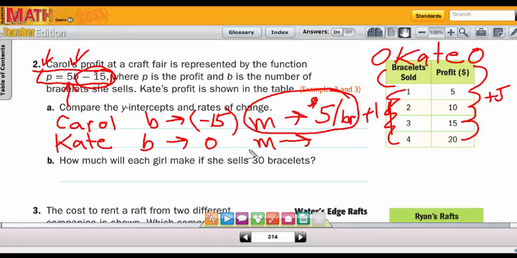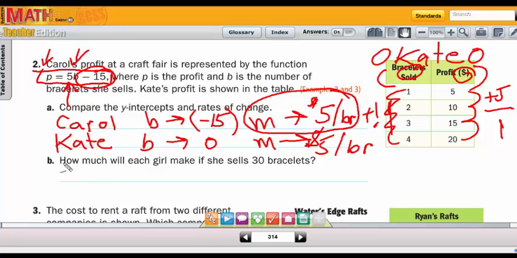And now for Kate, we're going to move over here, and again we're going to see the change in y is this side, so it's 5 over the change in x is over here, so it's 5 over 1, and again it's dollars per bracelet. So we have the same rate of change, $5 per bracelet, with a different y-intercept for Carol.